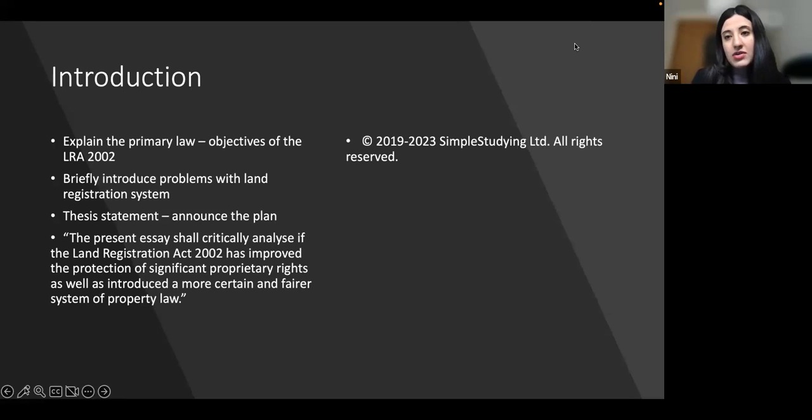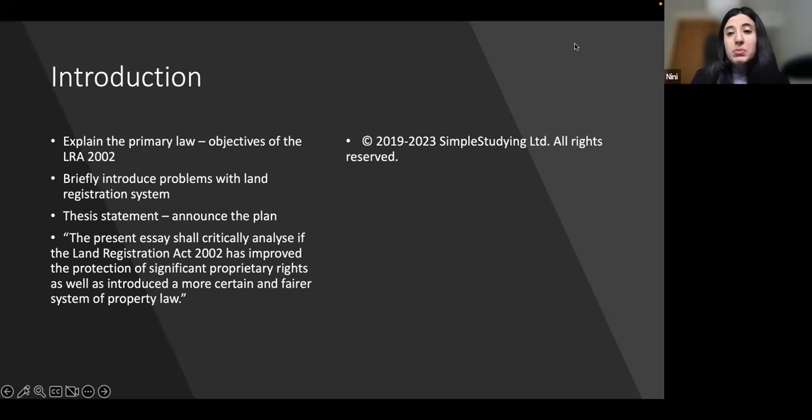In this case, the question is asking about the LRA 2002. Therefore, you need to explain what the objectives of the LRA 2002 are. Obviously, you do not need to explain here all the provisions of the LRA 2002 because that's not relevant for the question asked. But the question is asking you about the objectives of the LRA. Therefore, you need to explain what the objectives of the LRA 2002 are.